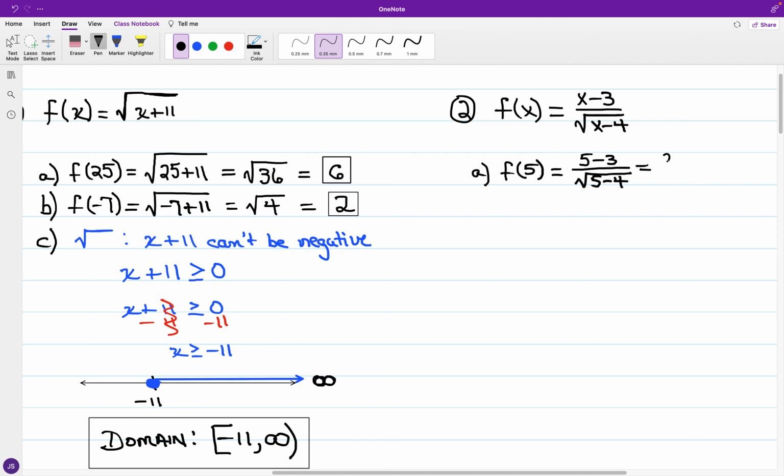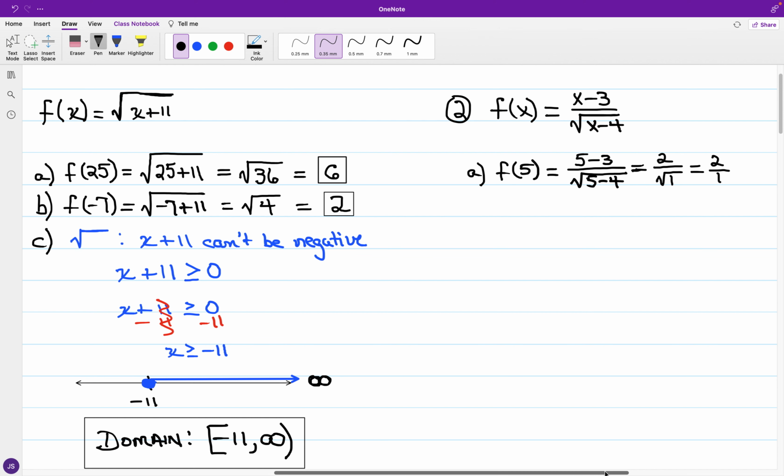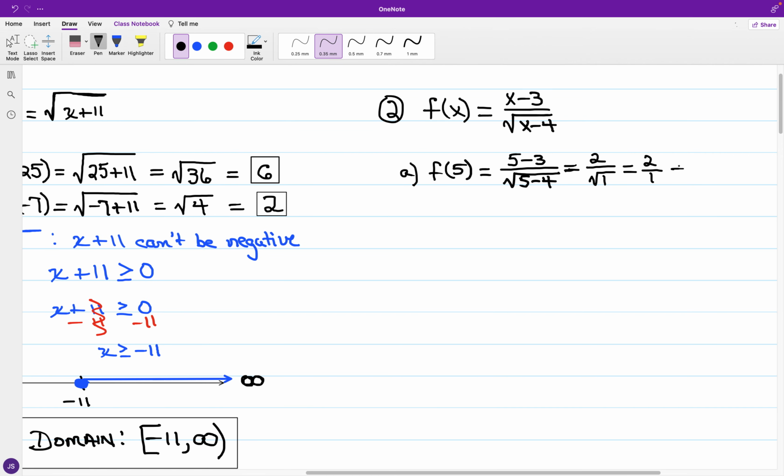So you have 5 minus 3 is 2. And we have the square root of 5 minus 4 is going to be the square root of 1. And again, the square root of a positive value is going to be positive only. So for f of 5, this narrows down to 2 over 1, which is equal to 2.